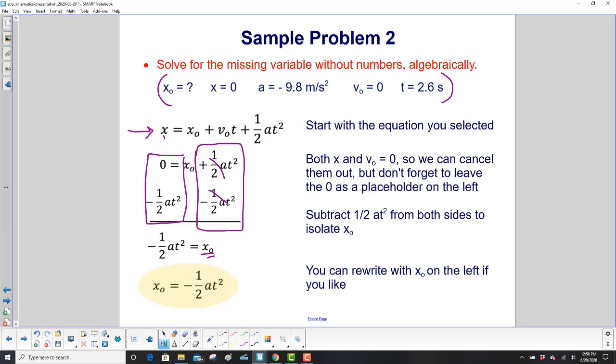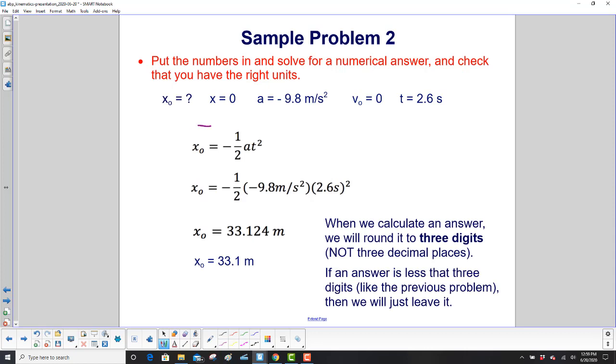It's just like saying, let's see, 1 plus 1 equals 2. Well, you can switch that to be 2 equals 1 plus 1. So we just do that here with the letters. So here's the equation. Notice we haven't plugged anything in yet. No numerical values. We could have done this for any acceleration, any time.